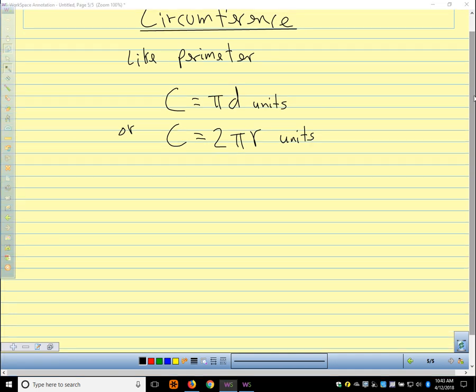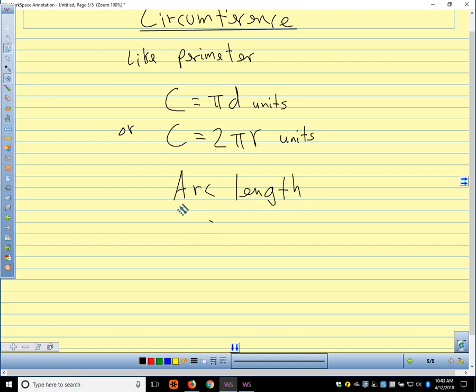So the other way that we're going to measure arcs is with their length. So now we need to talk about arc length. And arc length, like the name suggests, has to do with length. Arc measure has to do with angles. Arc length has to do with length. Arc length is a fraction of the circumference.